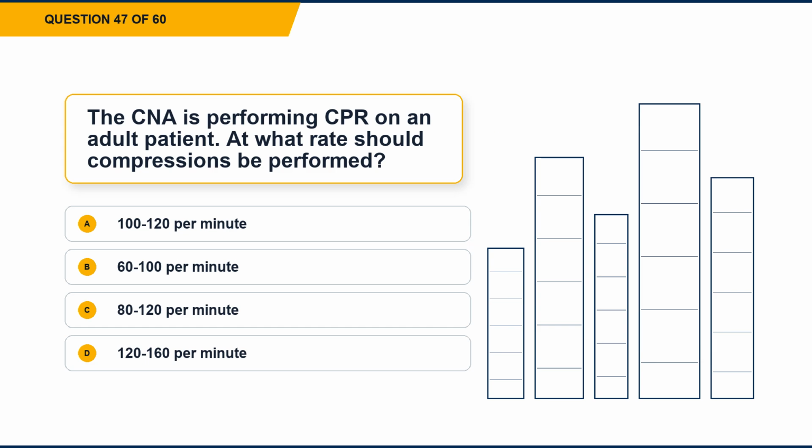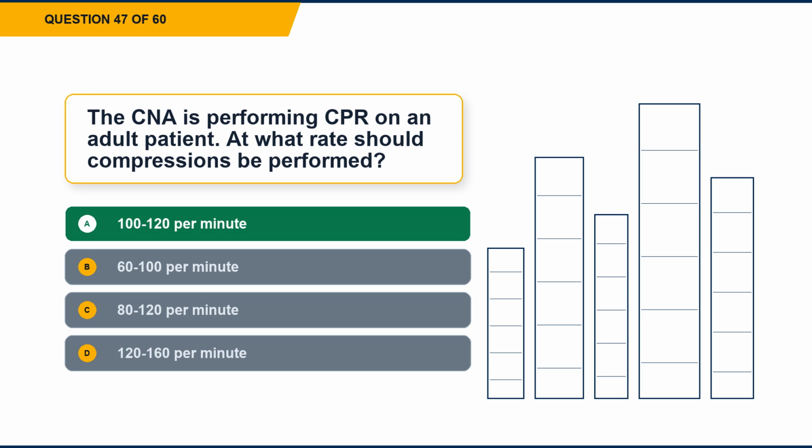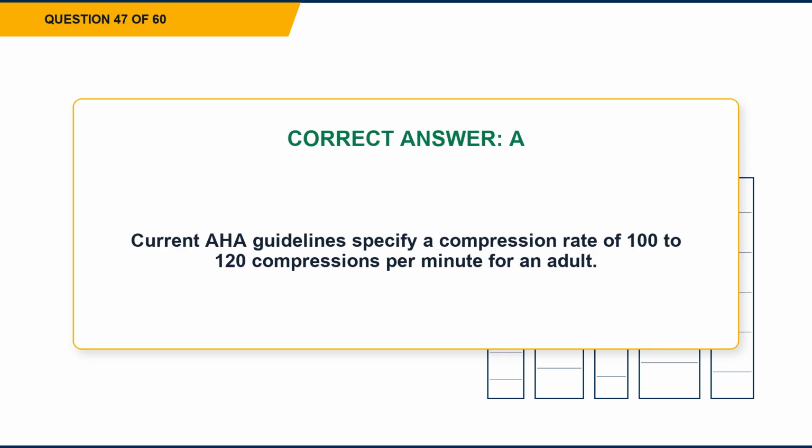Question 47. The CNA is performing CPR on an adult patient. At what rate should compressions be performed? Option A, 100-120 per minute. Option B, 60-100 per minute. Option C, 80-120 per minute. Option D, 120-160 per minute. The correct answer is option A, 100-120 per minute. Explanation. Current AHA guidelines specify a compression rate of 100 to 120 compressions per minute for an adult.